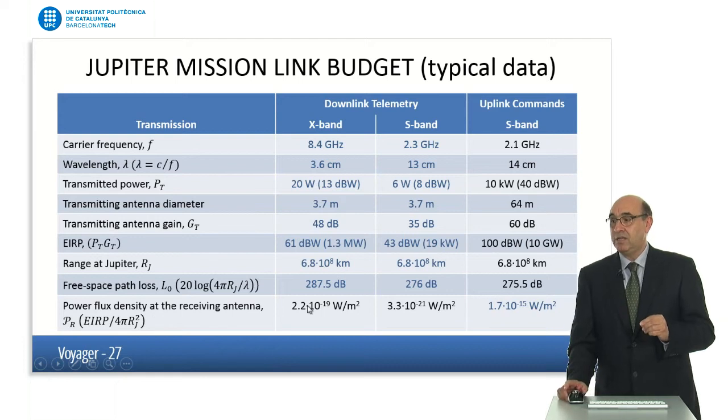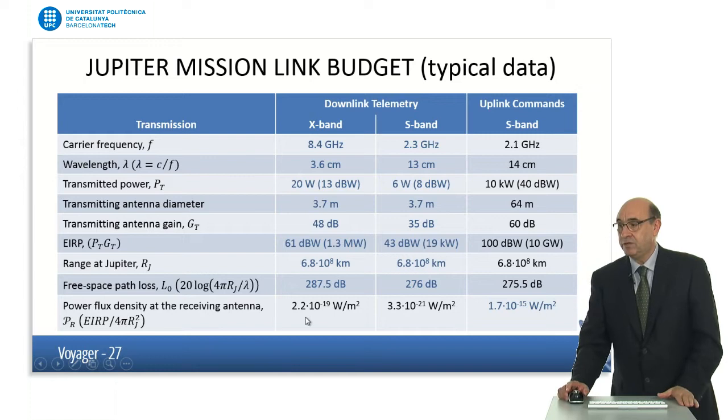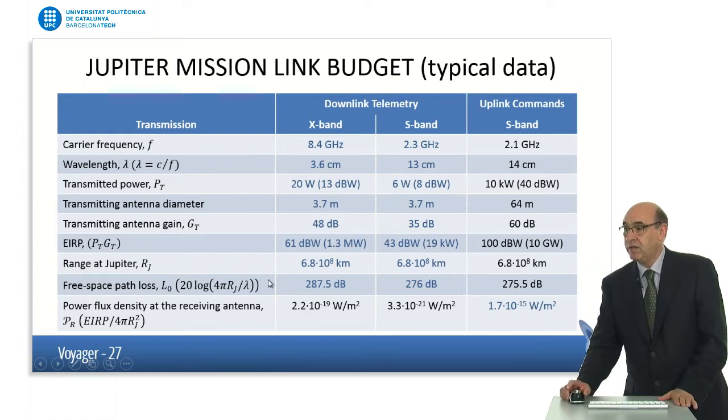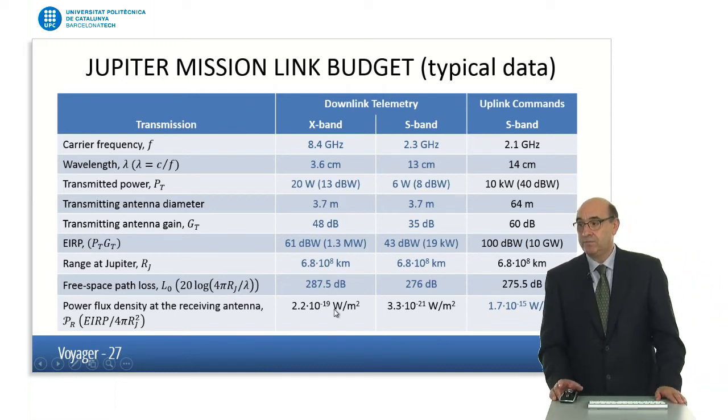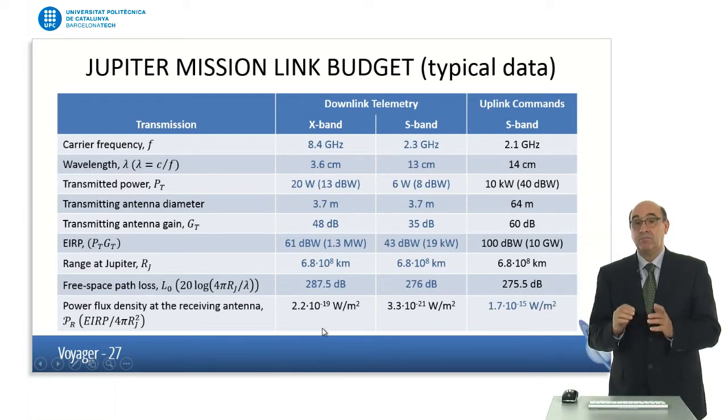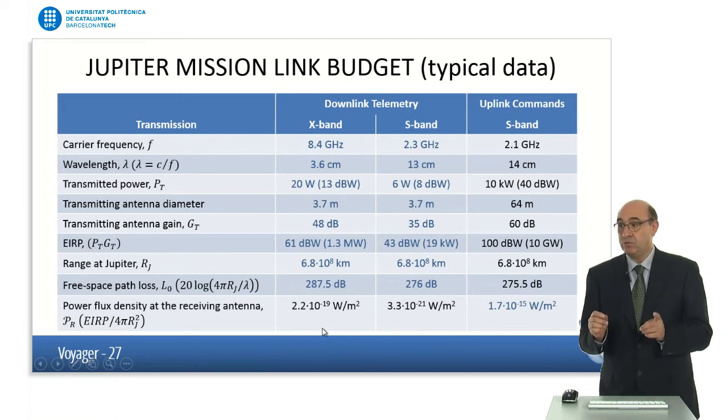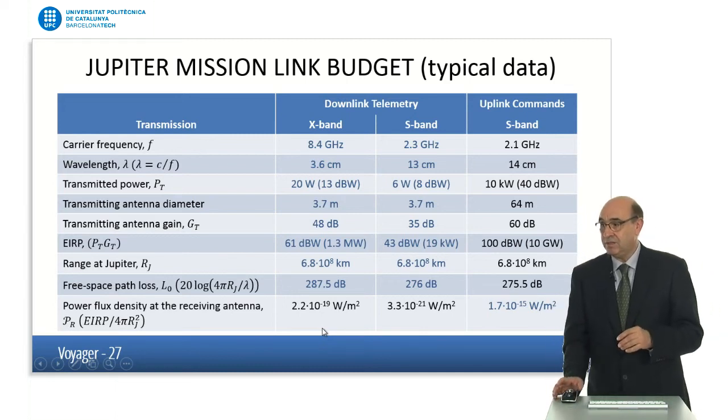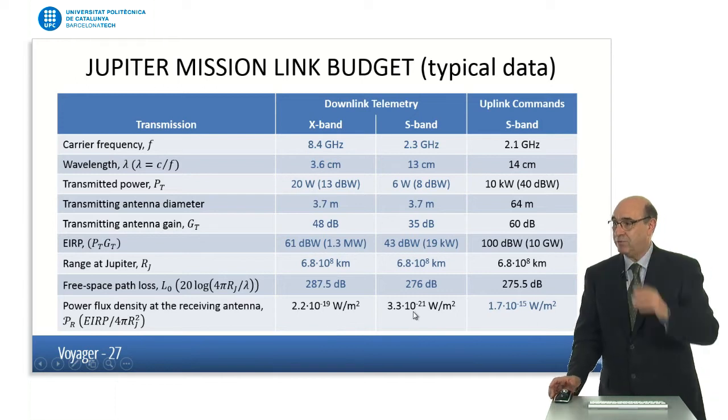In this case, to the Earth station, to the ground antenna. And the order is, if you just put the equivalent isotropic radiated power, you divide it by 4 pi the square of the distance, gives you 2.2 10 to the minus 19 watts per square meter. The order of magnitude of this is 0.2 attowatts per square meter.